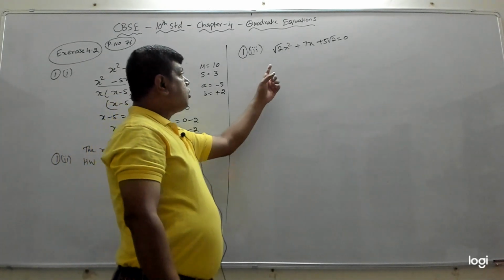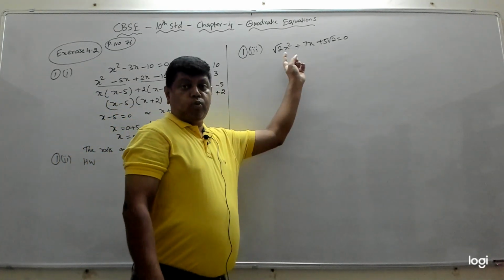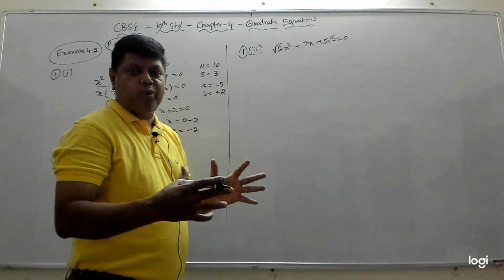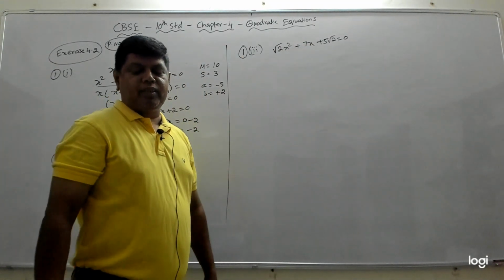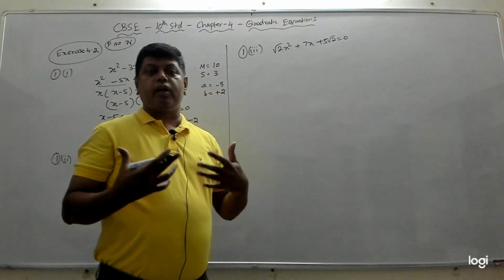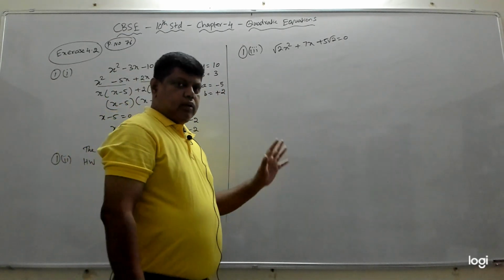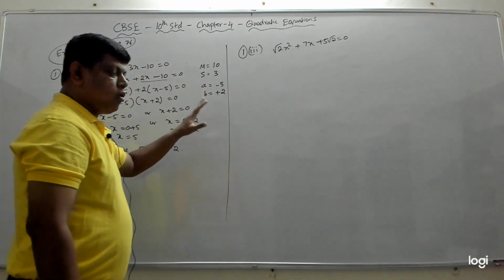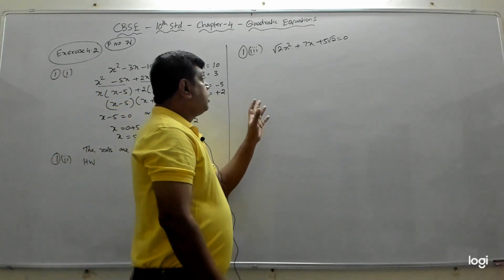Now here, if you observe, we have got this root 2. The square roots are coming. Generally we are scared. The moment we see a square root, we think the problem is difficult or I can't do it. So don't worry, right? We just need to follow the same logic.